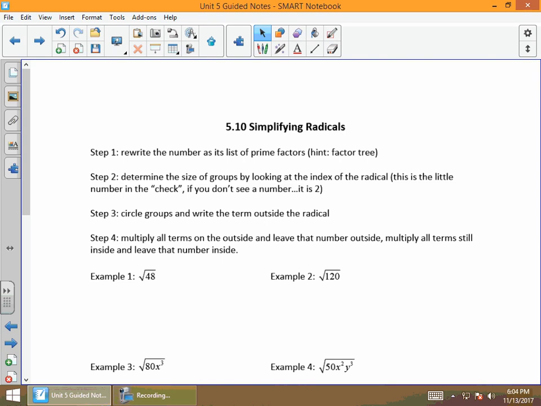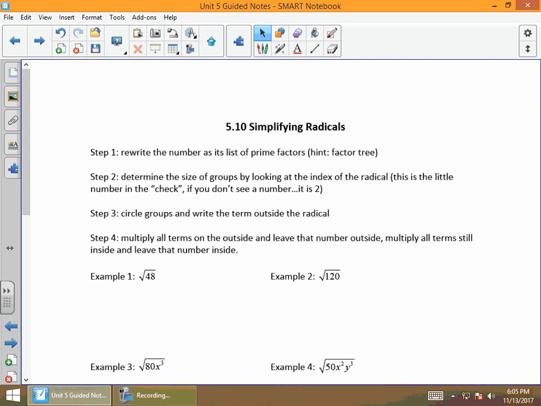But I have a couple of steps, and I've done it this way for years, and it seems to work out, and it's not too bad. The first thing is I rewrite the number inside the radical as a list of its prime factors. A hint is to do a factor tree if you need to. Then I determine the size of the groups by looking at the index of the radical. It's the little number in the check.